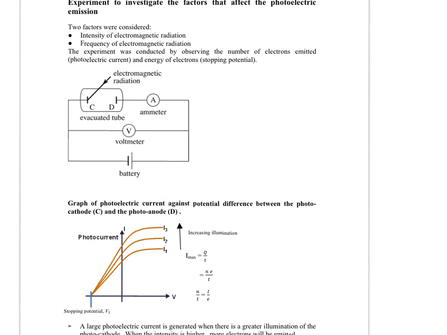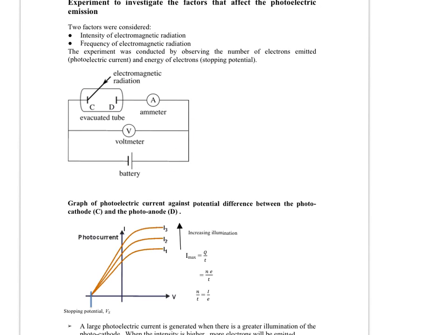So they wanted to actually investigate what factor affects the number of electrons that are emitted. They call it the rate of emission. And number two, what affects the energy of the electrons when they are emitted. So the experiment is very straightforward. You have this tube here. C is actually your cathode because it's actually connected to your battery here, and D is your anode.